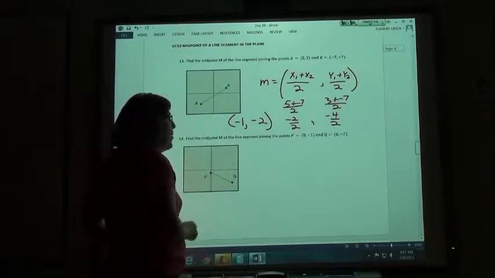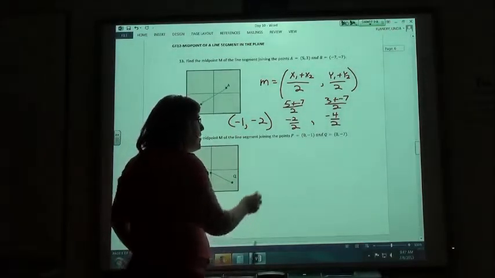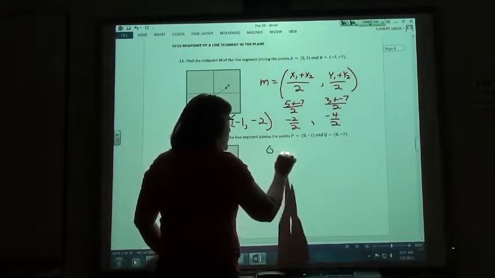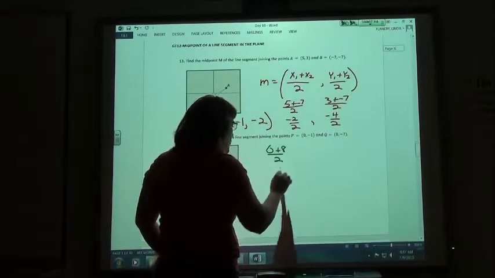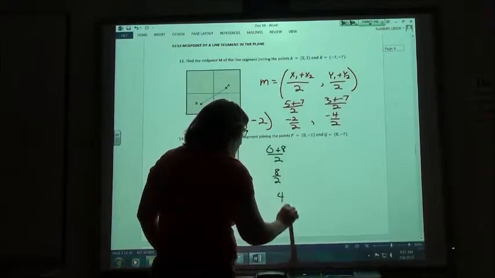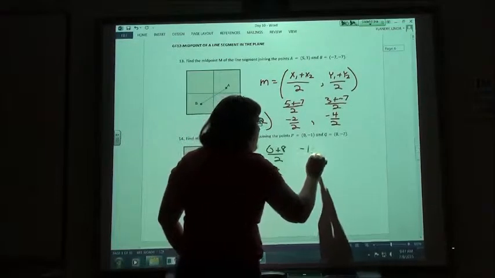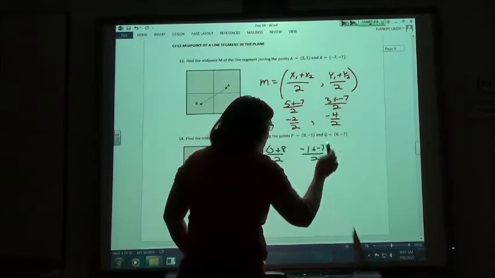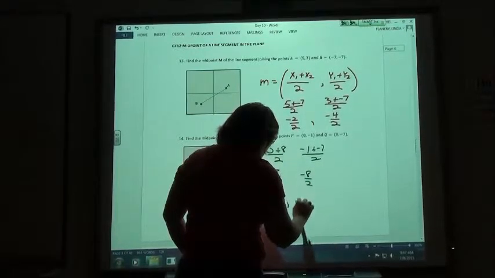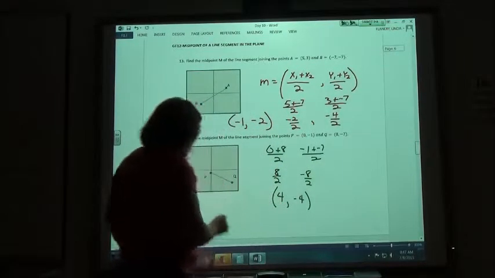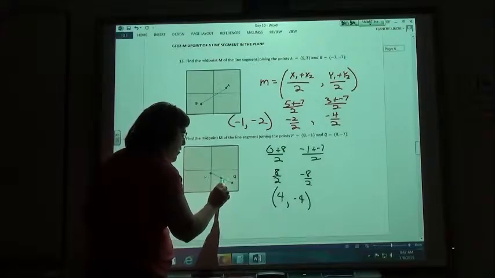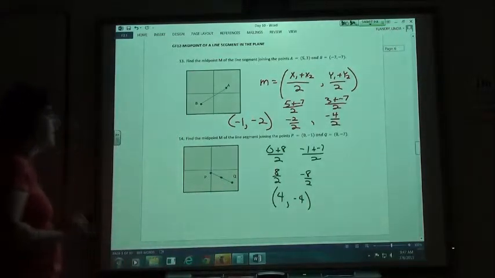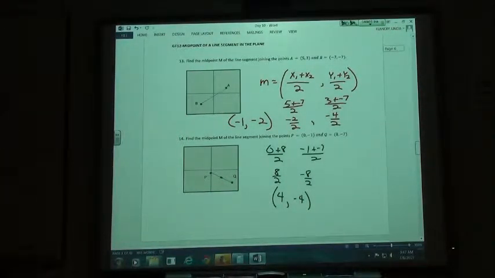We want to find the midpoint of the points joining our line segments, so we're going to add our x's. 0 plus 8 divided by 2. 8 divided by 2 is 4. And then negative 1 plus negative 7 divided by 2, so negative 8 over 2 is negative 4. So 4, negative 4, that one looks a little closer to being the midpoint of my line segment.